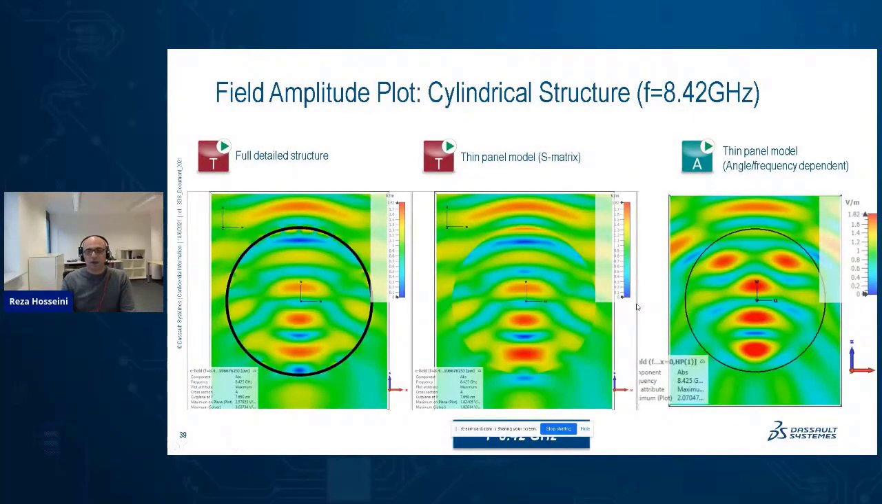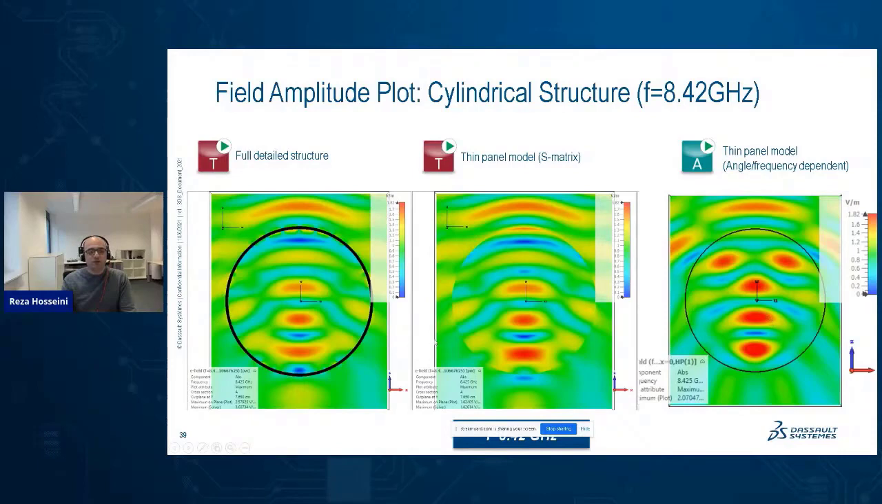I think I have two slides here to compare the results. This is the field amplitude, and as before, on the left side is the full detail structure, and the SIM panel with the help of S matrix or stack up. Here is only the asymptotic solver with the definition of the angular frequency dependent. Here's a frequency of 8.42, which is a notch band again.